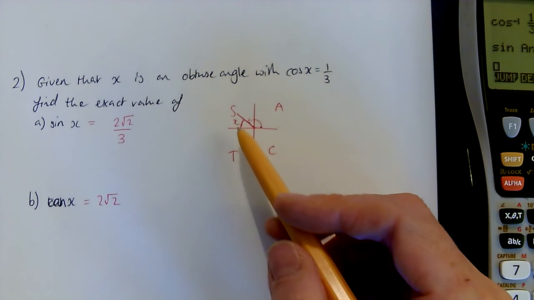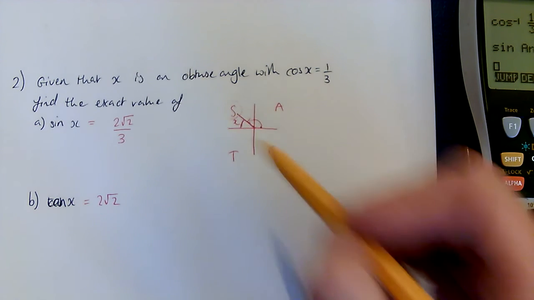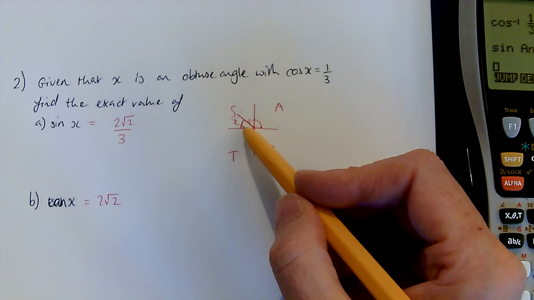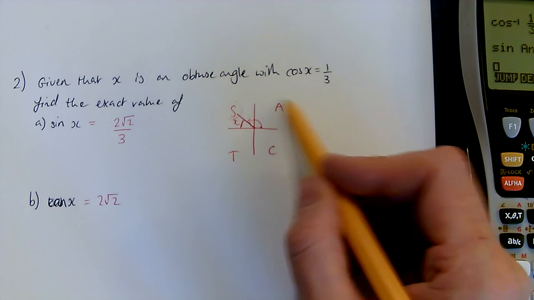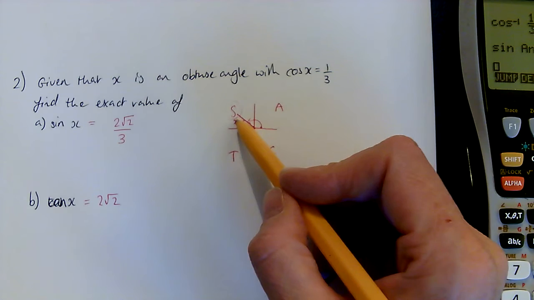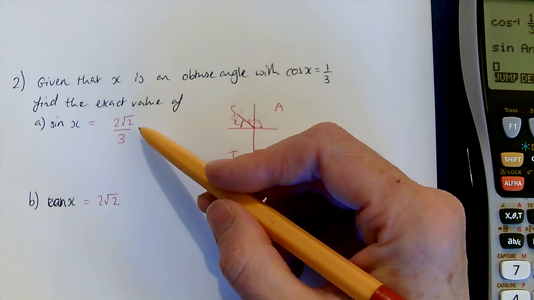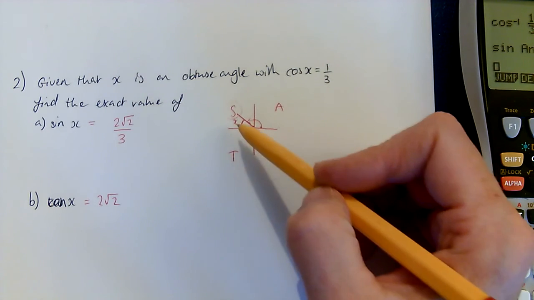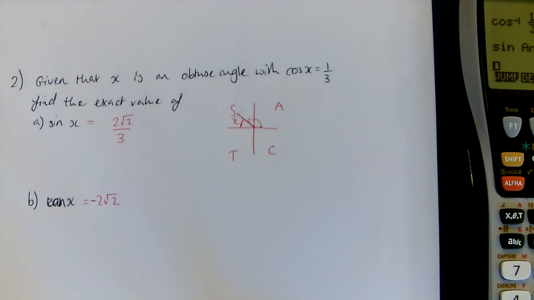Now, the use of this is that it tells us that sine is positive for obtuse angles, but none of the others are. Whereas for acute angles that we looked at last time, they were all positive, so we didn't have to worry. So here, sine is positive, so we can leave that as positive 2 root 2 over 3, but tan is negative, so we need to put minus 2 root 2.